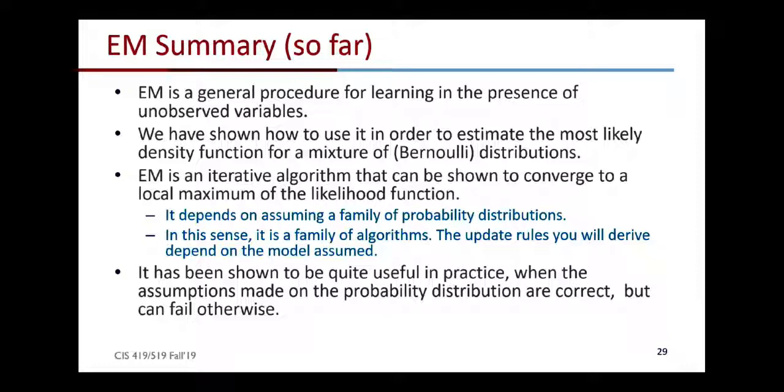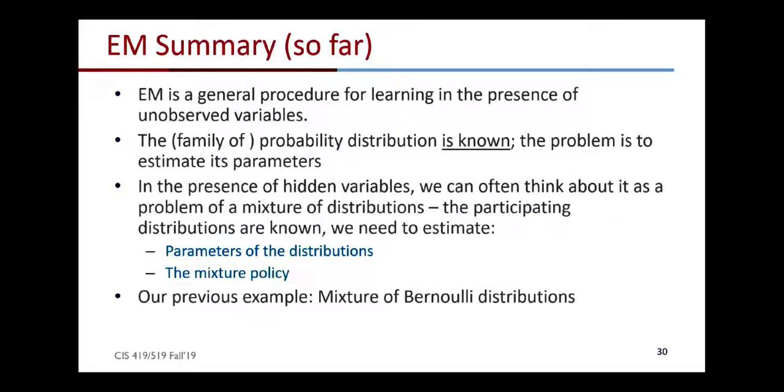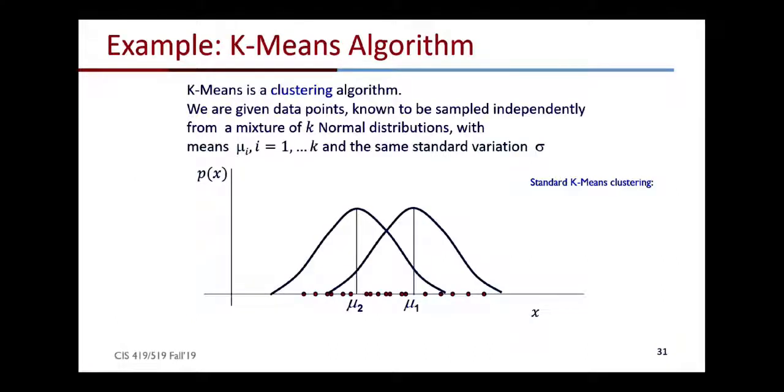So it's an iterative algorithm that was shown to converge to a local maximum. It really depends on having a family of probability distributions. And it's actually very, very useful in practice. I'm going to comment on it a little bit later, especially when you make reasonable assumptions. It could fail miserably otherwise if you just make the wrong assumption on the family of distributions. Okay, so let's move on to another, yes?